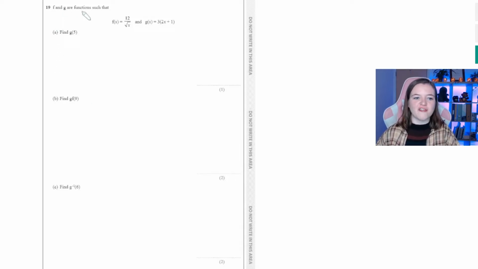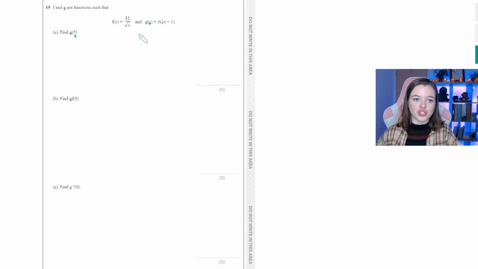Question 19. F and g are functions such that f of x is 12 over root x and g of x is 3 lots of 2x plus 1. Part A, find g of 5. So what they've done here, if you can kind of see, they've replaced x with a 5. So that is exactly what we're going to do.